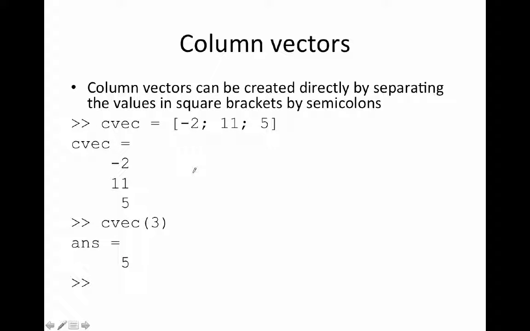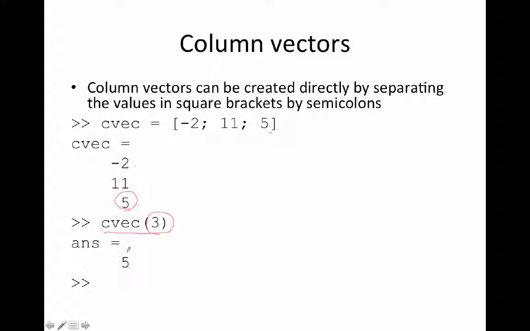Now, how can you create column vectors? One way to create a column vector is to put the values inside of square brackets, but instead of separating by spaces or commas, you separate by semicolons. So this gives me the column vector negative 2, 11, 5. Referring to an element in a column vector is exactly the same as with a row vector. Give the name of the column vector and then in parentheses the element number that you want. In this case, cvec sub 3 is the 5, the 3rd element.